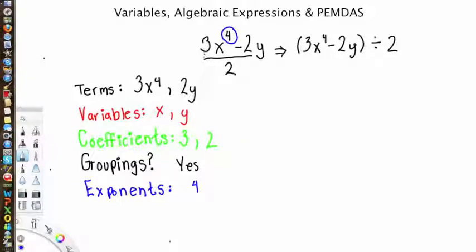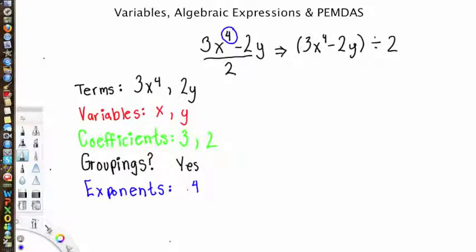Do we have groupings? Yes, it's kind of tricky. You don't catch it at first, but since we're dividing this entire numerator here by 2, it's implied that 3x to the fourth power minus 2y, that's all inside these parentheses here.